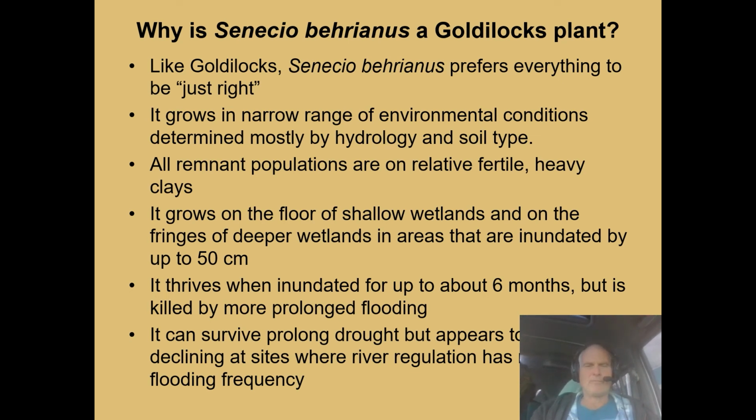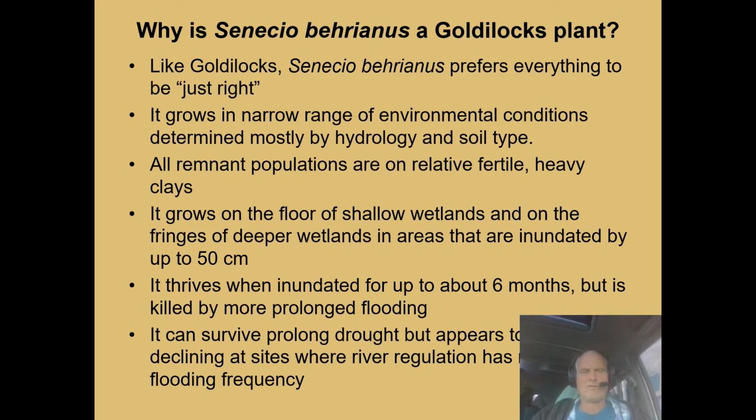So all the remnant populations we know of are on relatively fertile, heavy clays, and those kind of environments have been pretty heavily modified for European agriculture. And it grows on the floor of some shallow wetlands and on the fringes of deeper wetlands, but generally in areas that are only inundated by up to about half a metre of water, or 50 centimetres of water. So it thrives when it's inundated, and particularly if it's flooded for up to about 6 months. But longer term inundation will kill the species, and it's actually disappeared from some locations after the 2011 floods. It was just flooded for too long, too deep, and the plants didn't survive.